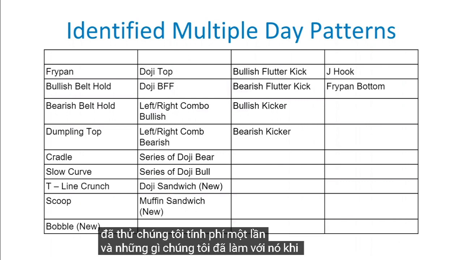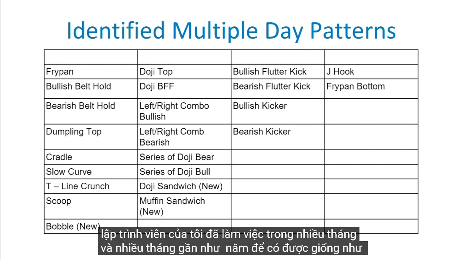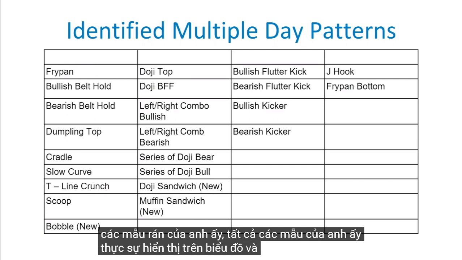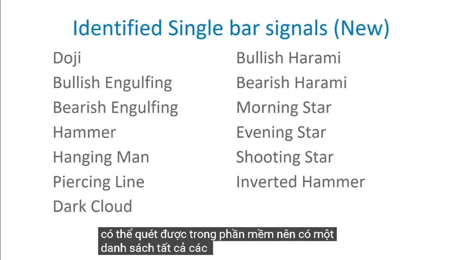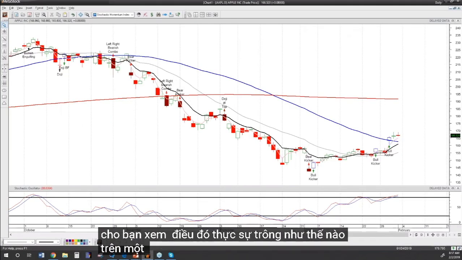And what we did with it is Steve and my programmers worked for months and months, almost a year, to get all of his fry pans, all of his patterns, actually showing up on a chart and scannable in the software. So there's a list of all the patterns, and we don't have a lot of time, but I kind of want to show you what that actually looks like on a chart.